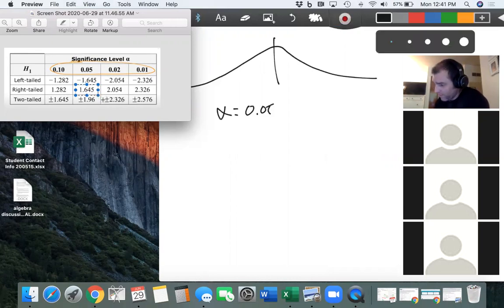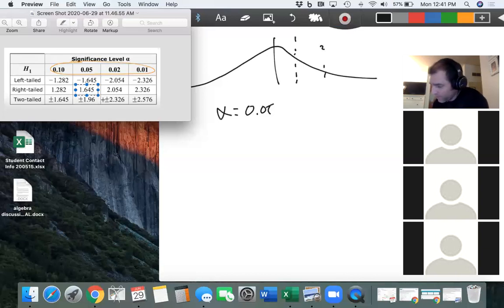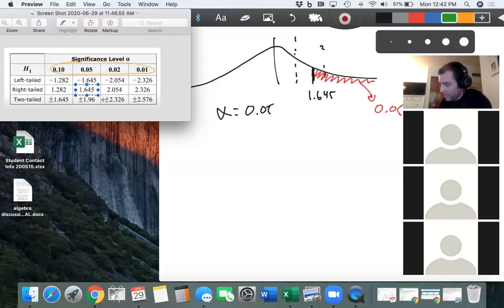So pretend this is 1 standard deviation, and maybe this is 2 standard deviations. So we're right here in the middle somewhere. Our critical value has a z-score of 1.645. And that puts the region of rejection, all of this stuff. And this area, that proportion, 0.05, means that all of this is how much?